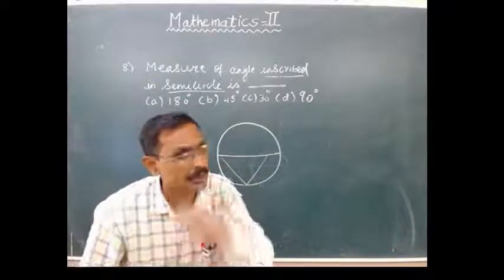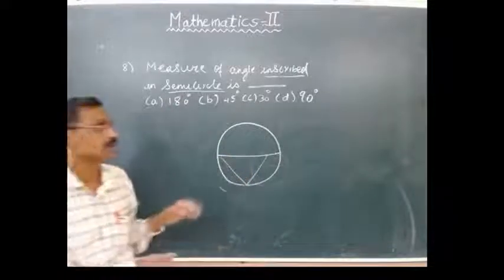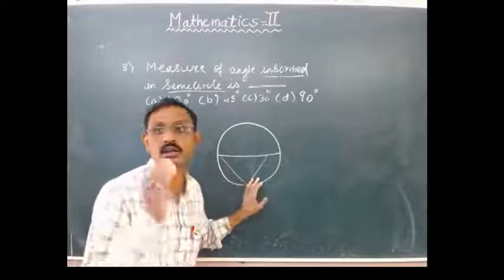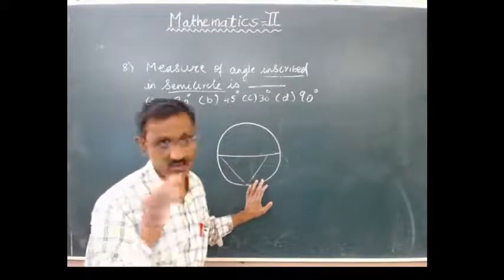And what is the measure of a right angle? The measure of a right angle is 90 degrees. So an angle in a semicircle is always a right angle whose measure is 90 degrees.